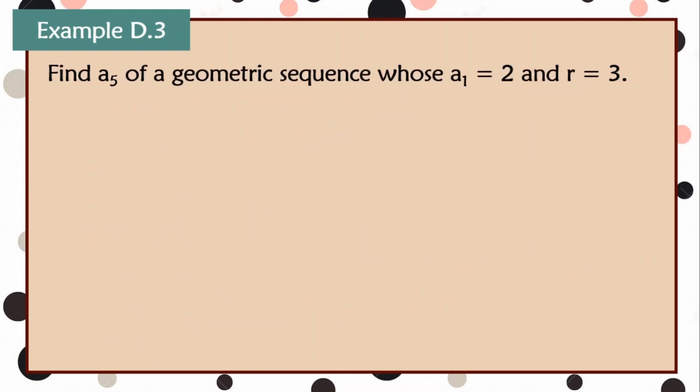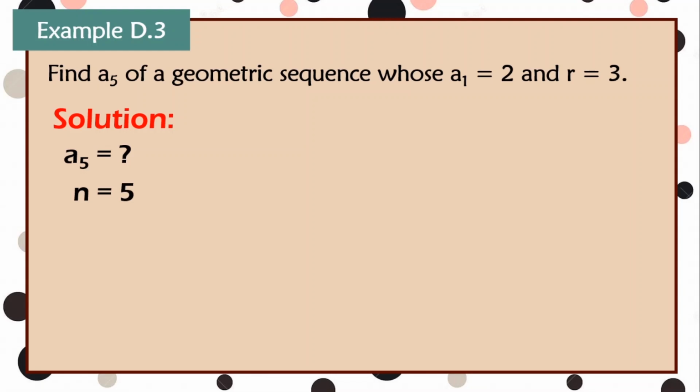Next, find the fifth term of geometric sequence whose a sub 1 is equal to 2 and r is equal to 3. So for our solution, a sub 5 or the fifth term is unknown. So since the fifth term is what we need to find, the value of n is 5.